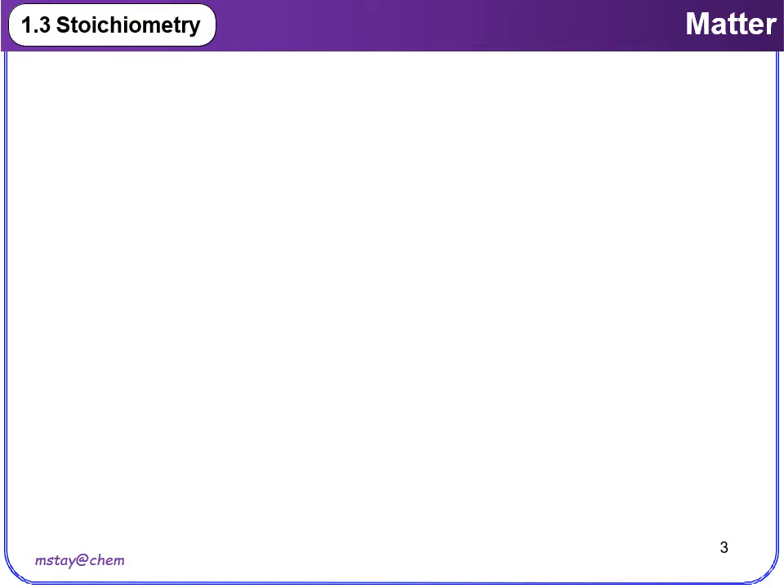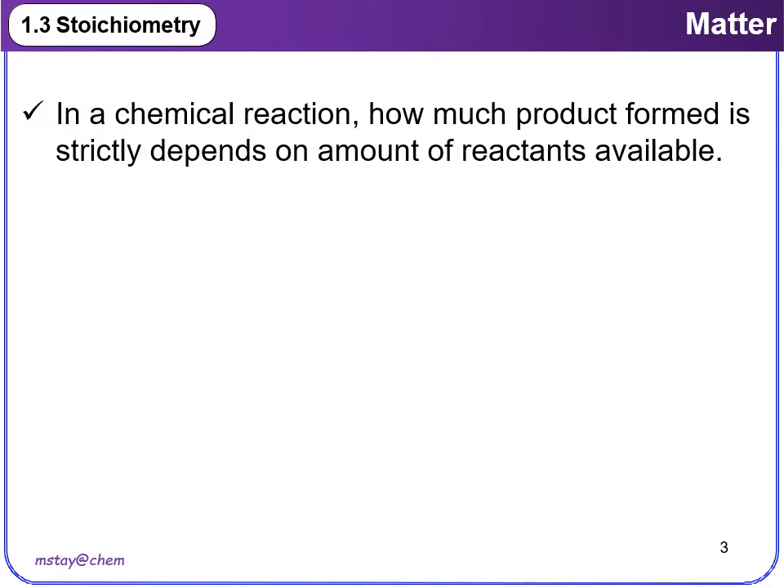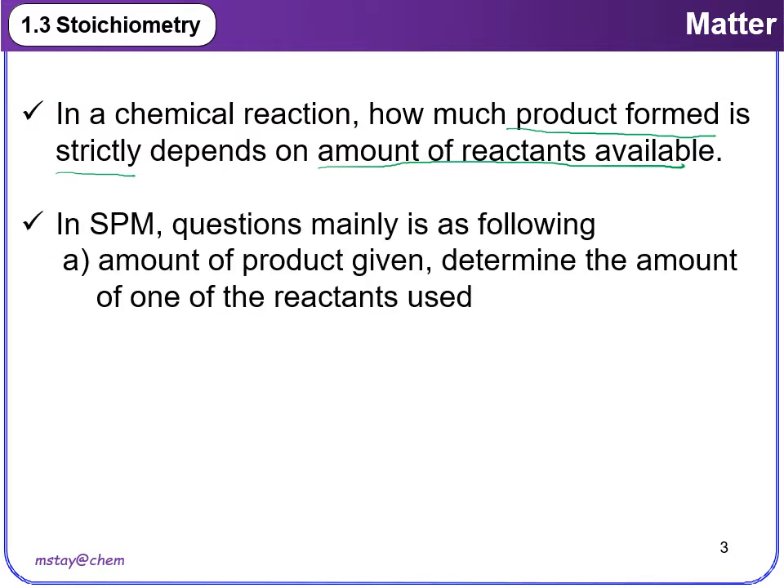Okay, let's recall what you learned before. In a chemical reaction, how much product is formed strictly depends on the amount of reactant that is available. For example, how many cupcakes you can make depends on how much sugar, flour, butter, or any ingredients that you need you have. So this is what you learned in SPM.